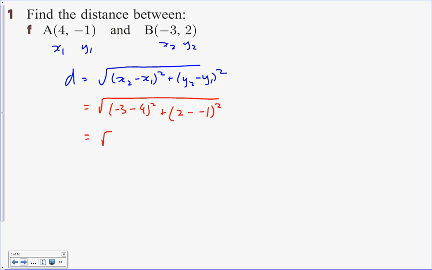So square root -3 take -4 is going to give me -7 squared plus 2 take -1 is going to give me plus 1, so it's going to be 3 all squared. That's square root 49 plus 9, so equals, what's that, square root 58 units.